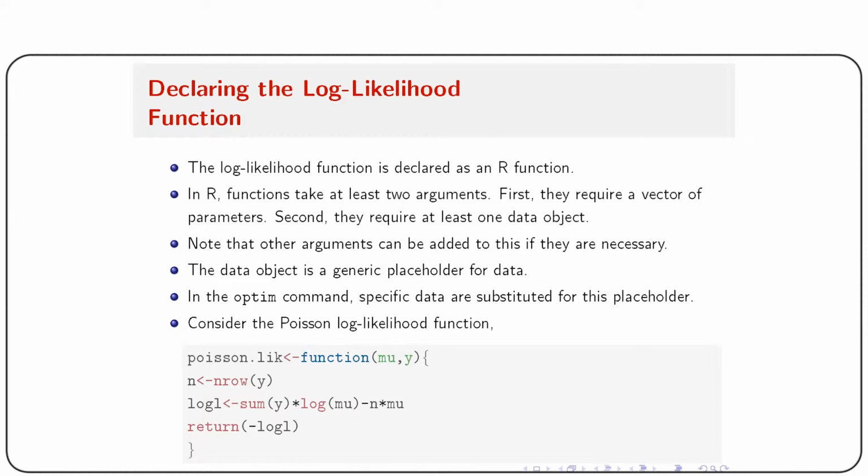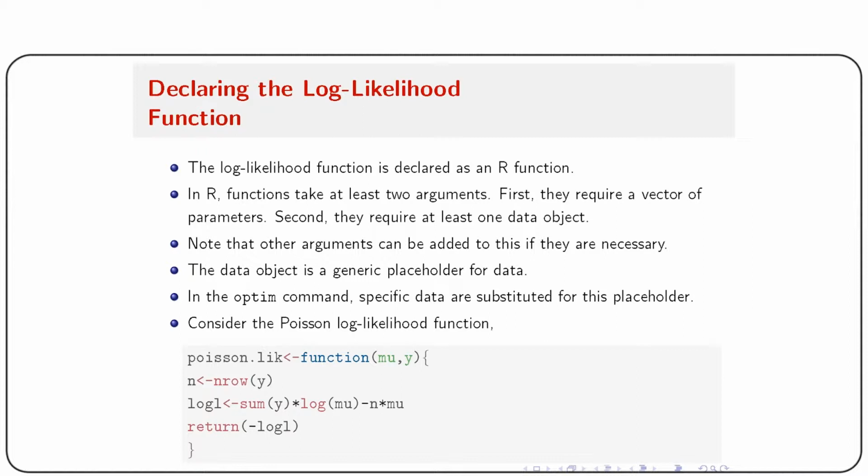Declaring the log likelihood function is done as follows. The log likelihood function is declared as an R function. R functions take at least two arguments. First, they require a vector of parameters. Second, they require at least one data object. Note that other arguments can be added if they are necessary. The data object is a generic placeholder for data. The optim command specific data are substituted for this placeholder.